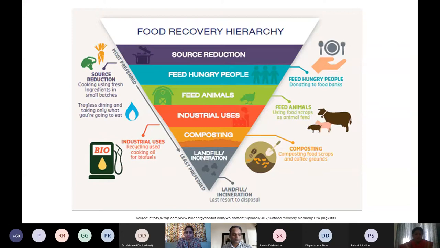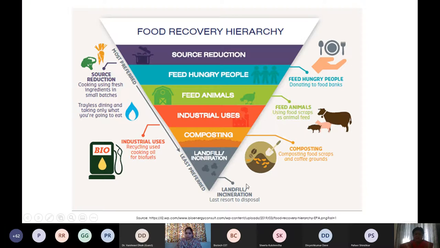If we are not able to convert that into food for human consumption, then second on the list is animal feed. The second high value-added product is animal feed. If that is also not possible, then maybe some industrial utility. And if that's also not possible, then composting is very much possible. After composting, if that is also not possible, then landfill or incineration. So this is the hierarchy of waste valorization.